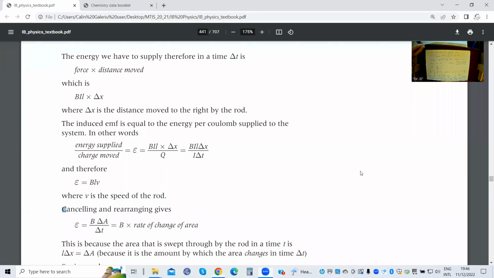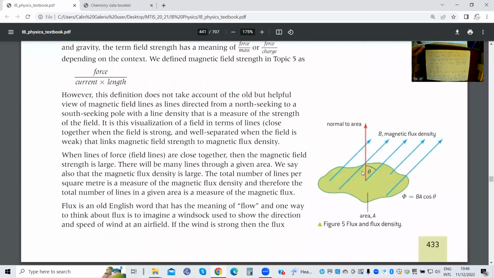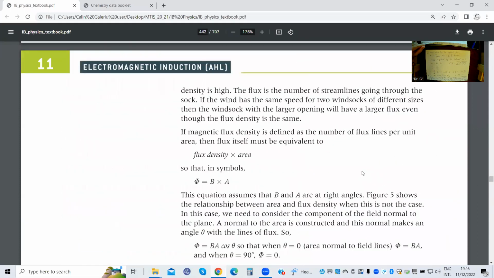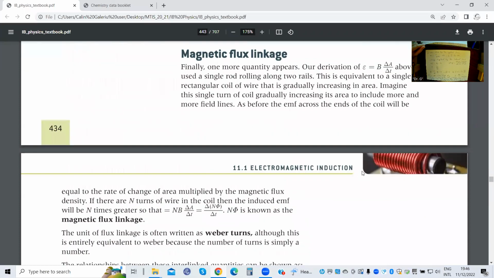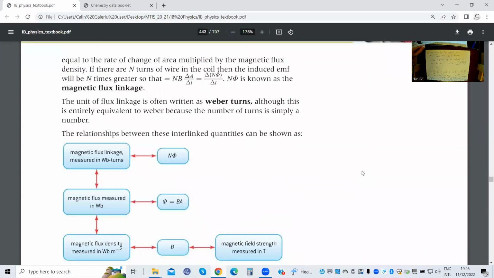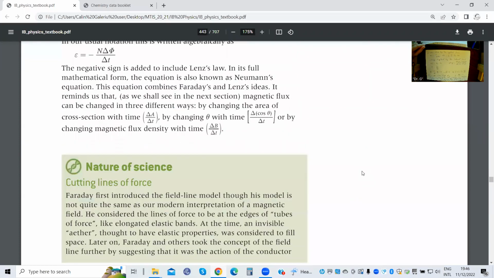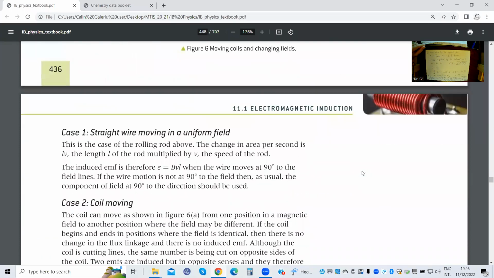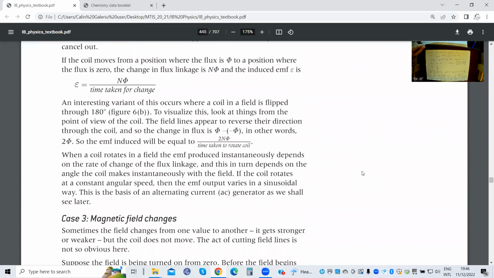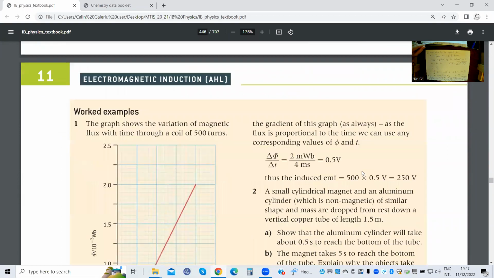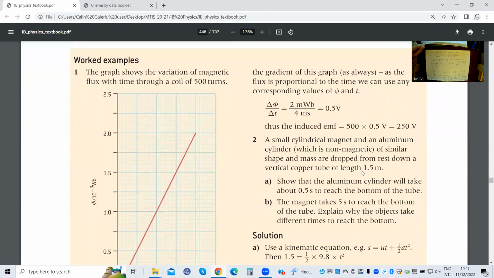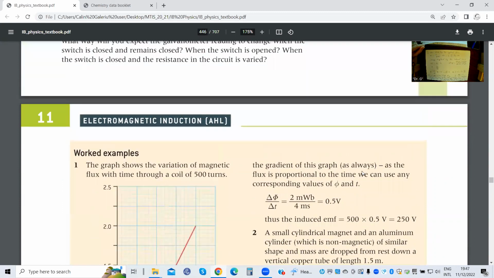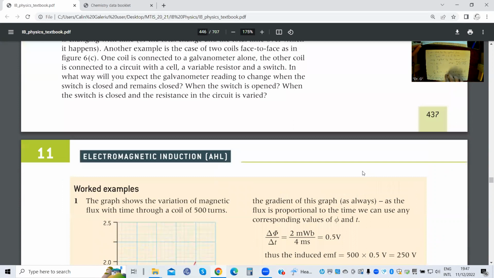Okay, now let's look at some examples. Okay, on page 438, we have a worked example.